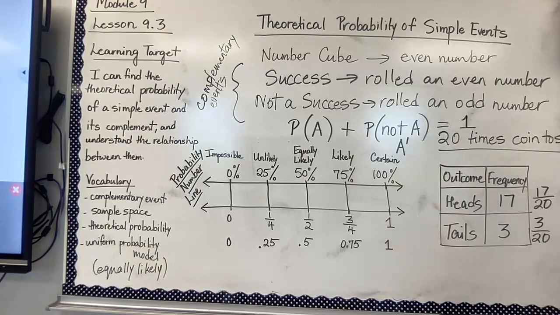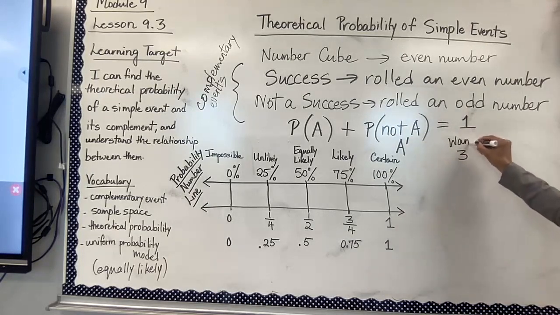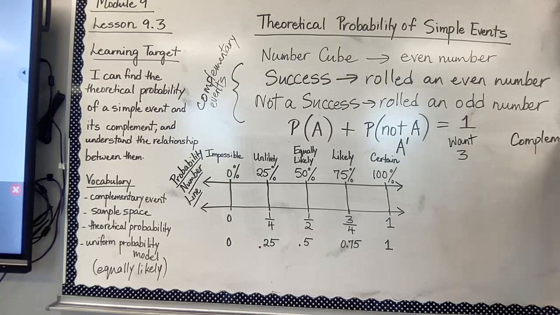All right, so let's consider the following scenario. You roll a number cube and the desired outcome is a 3. Now, the complement of the event is not rolling a 3, which is the opposite, where you're not successful. So when you're not rolling a 3, what are those? 1, 2, 3 is already rolled. 4, 5, 6. So those are the other numbers you can roll, which are the complement of 3.